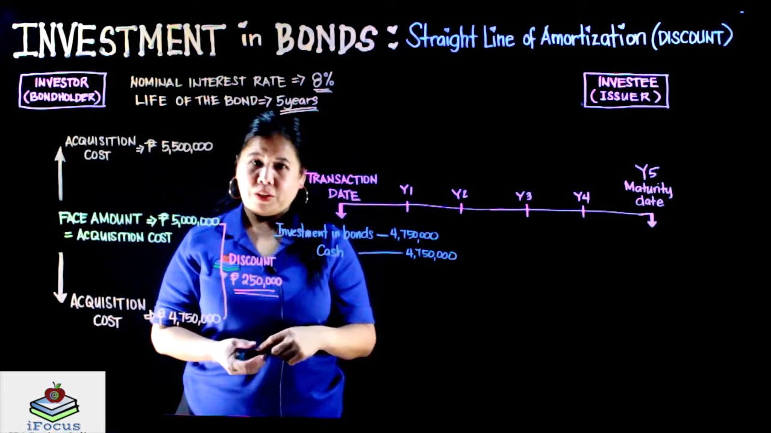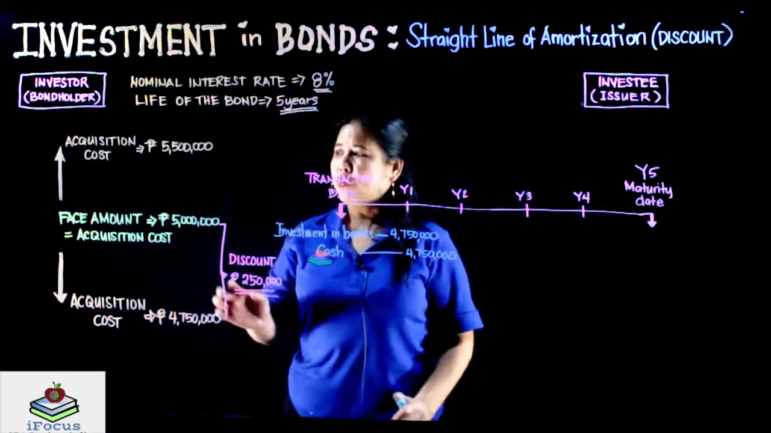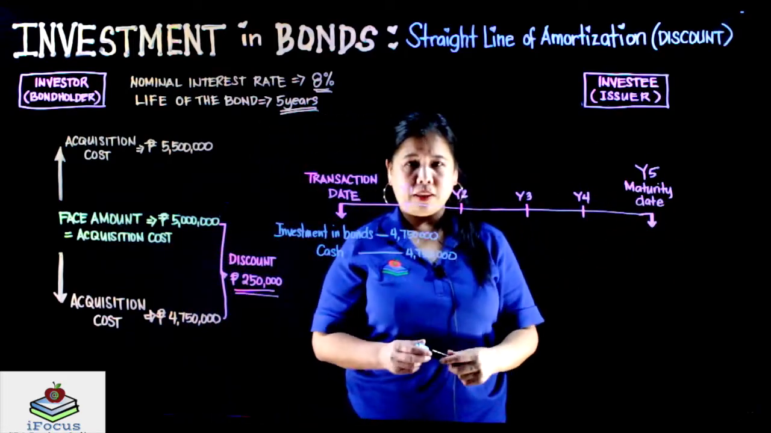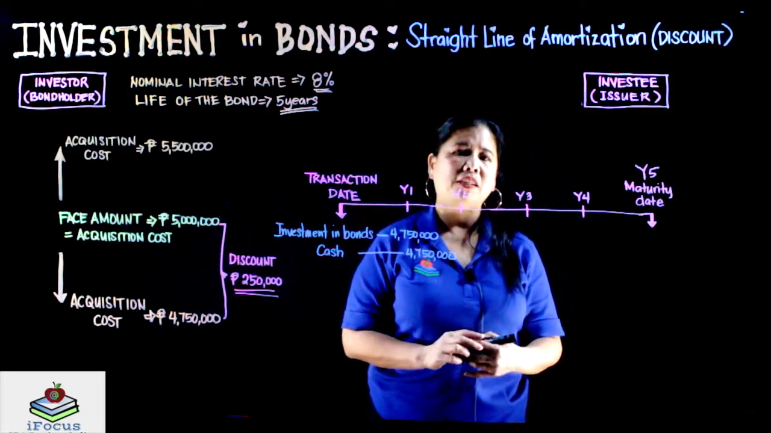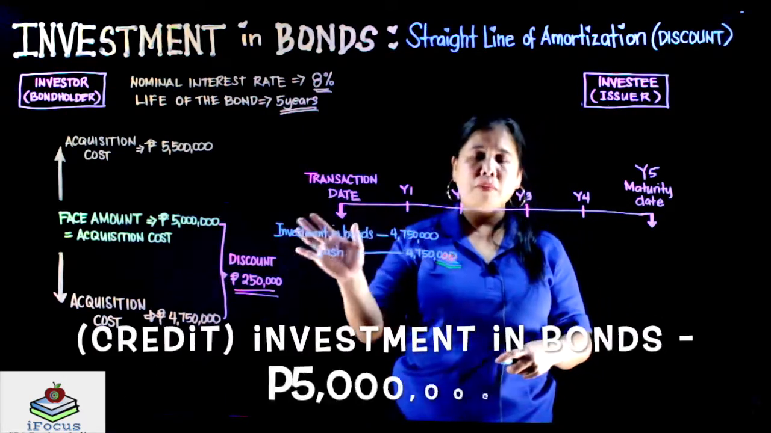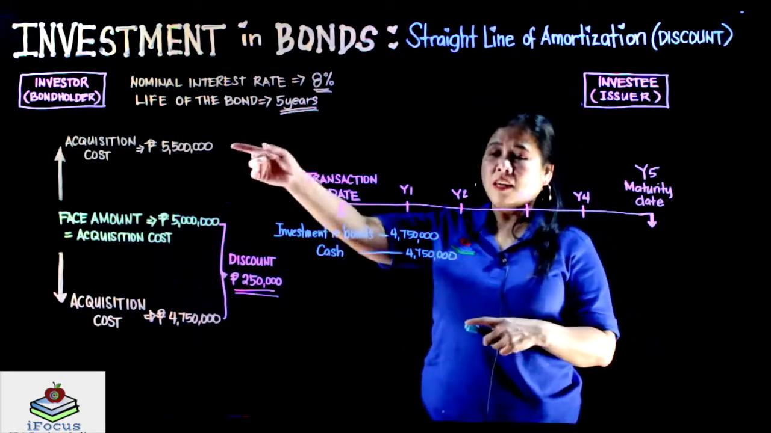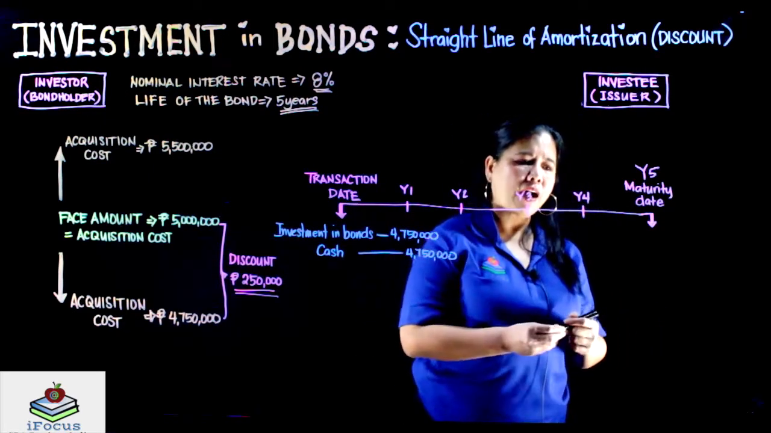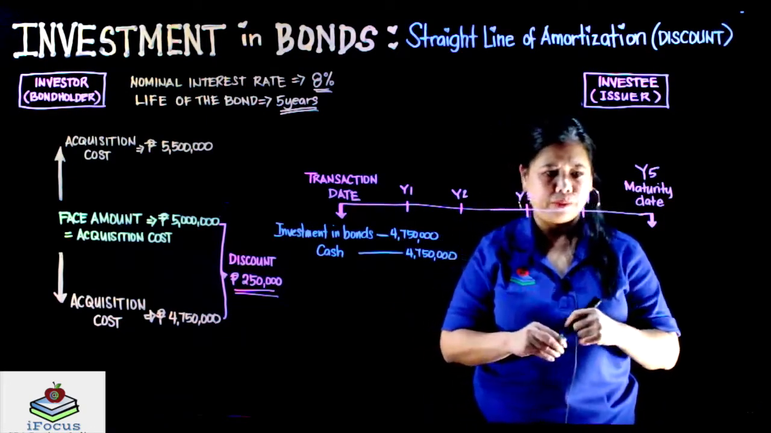Alright, at maturity date, what the investor will receive from the investee is the face amount of 5 million. So on maturity date, the entry of the investor upon receiving the 5 million face amount of the bonds is a debit to cash of 5 million and a credit to the investment in bonds. Because the bonds have matured, the investor will also remove them from his account. Right? So we debit our cash of 5 million and credit the investment in bonds of 5 million.